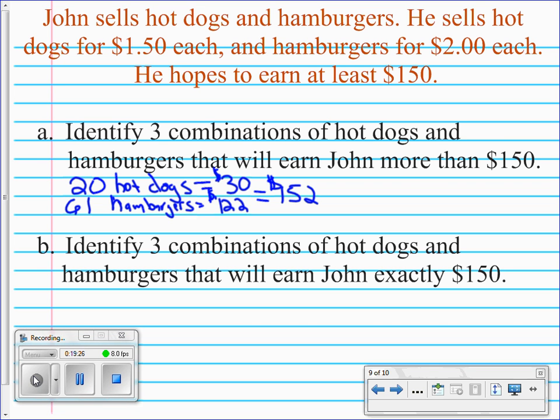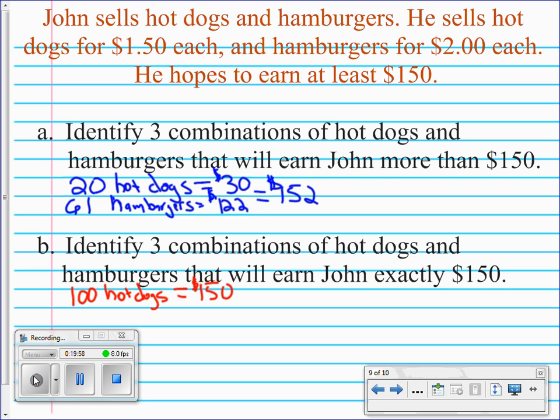Part B says to identify 3 combinations of hot dogs and hamburgers that will earn John exactly $150. Well, we kind of already did that. So if I think about just selling hot dogs, 100 hot dogs equals 100 times $1.50, which is $150. And then I wouldn't have to sell any hamburgers at all.